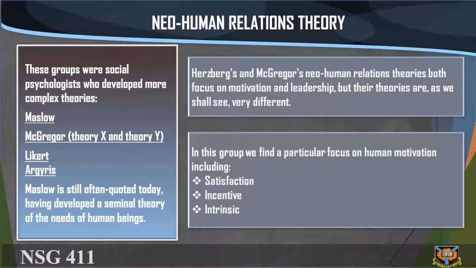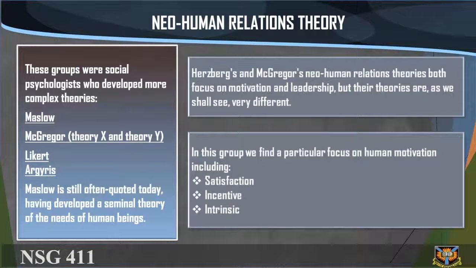Neo-human relations theory. These groups were social psychologists who developed more complex theories: Maslow, McGregor, Theory X and Theory Y, Likert, and others. Maslow is still often quoted today, having developed a seminal theory of the needs of human beings.